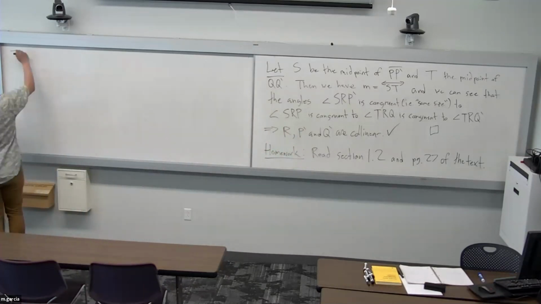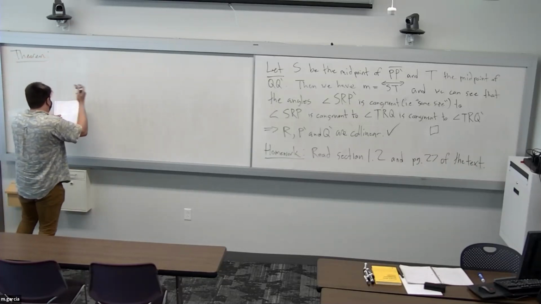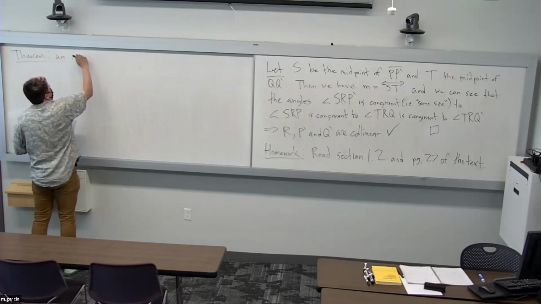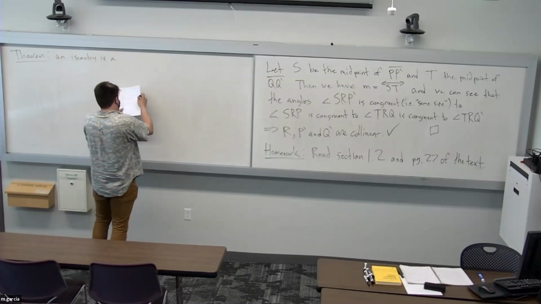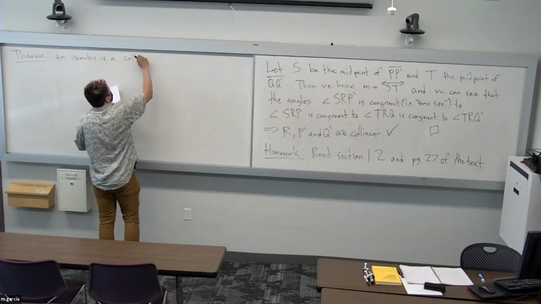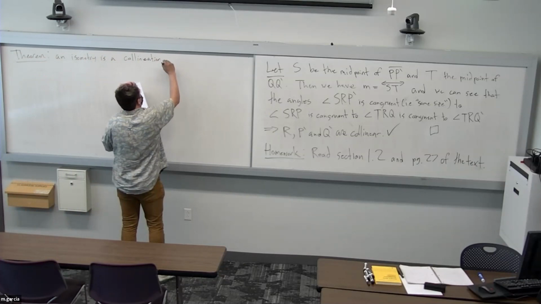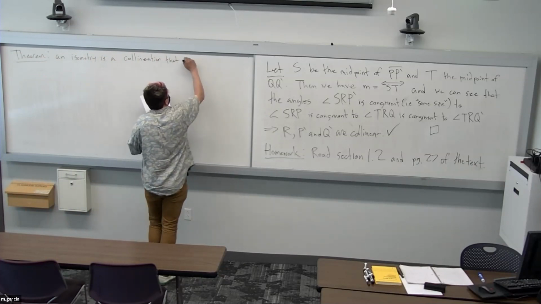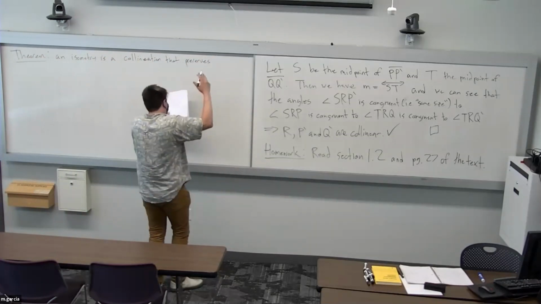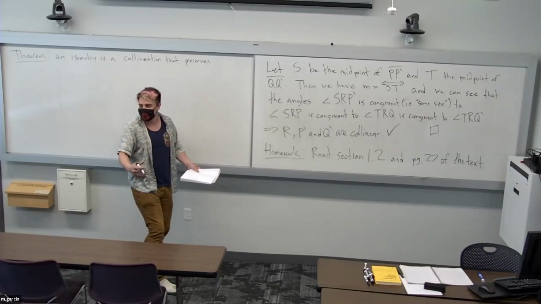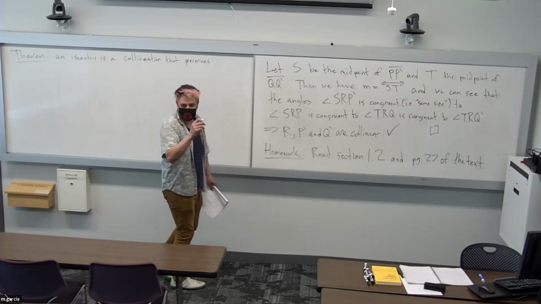Okay, so here's the theorem about how nice isometries are. An isometry is a collineation that preserves all the geometric properties you could ever want. Pretty much all of them.